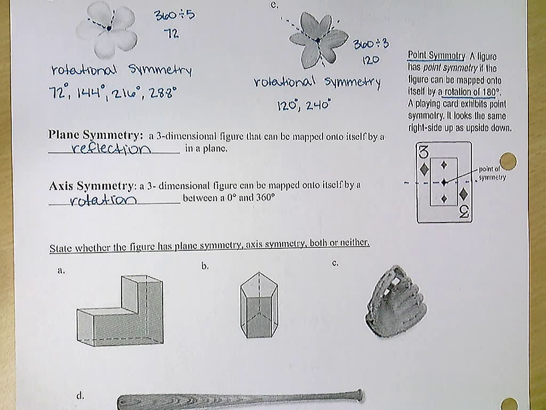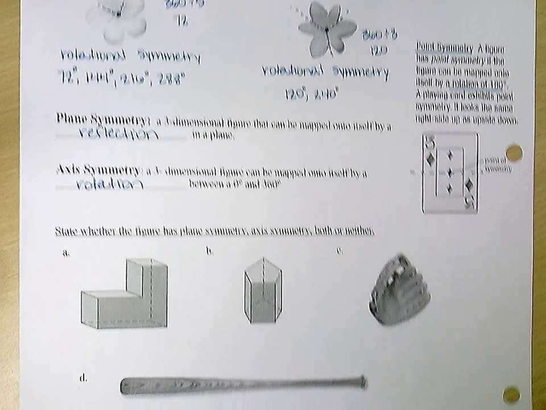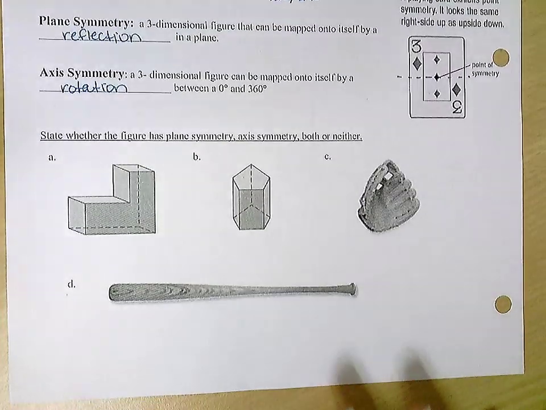So, axis symmetry, you're taking a figure, rotating it, and mapping it back onto itself just like rotational symmetry, except now it's a three-dimensional figure instead of two-dimensional. Same thing with plane symmetry. Plane symmetry is very similar to line symmetry. If you could fold it over onto itself, it's the same on both sides. So you're looking for that plane that would cut through it where it's the same on both sides. We're going to do the next 4 examples here.